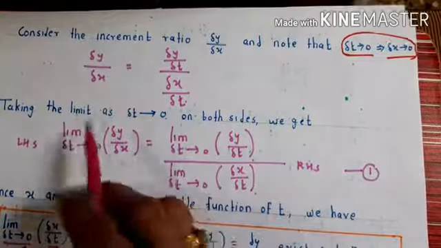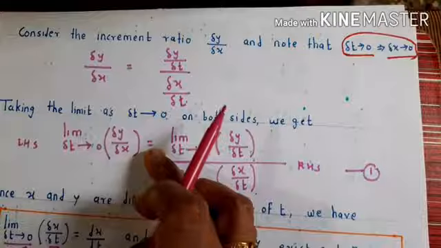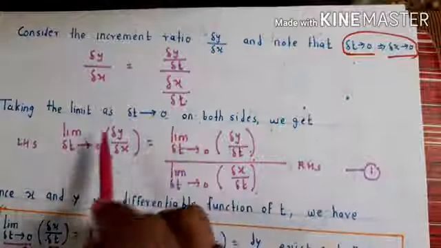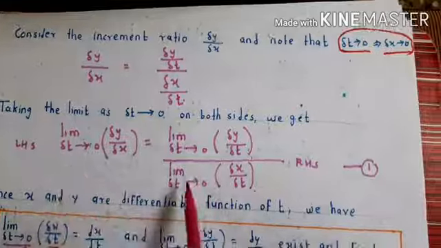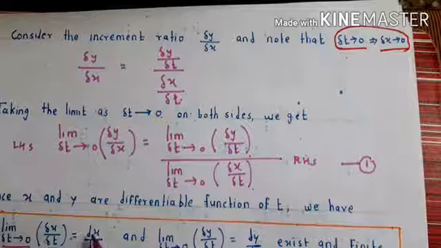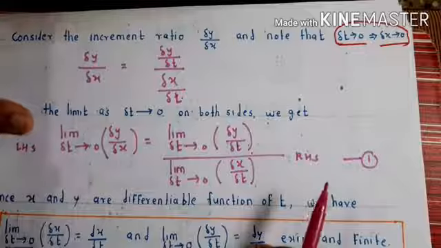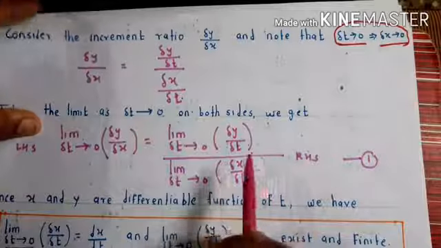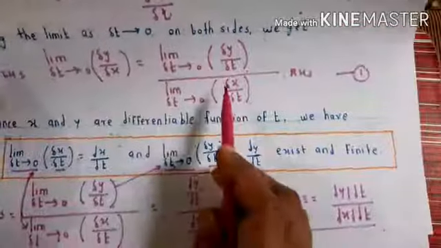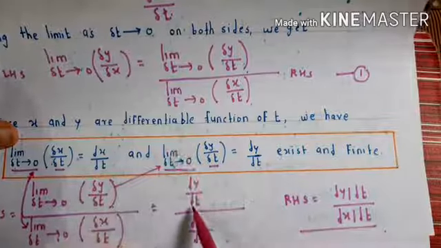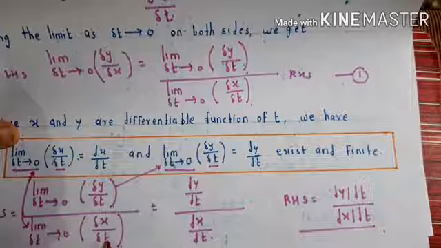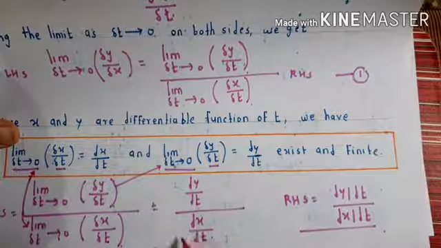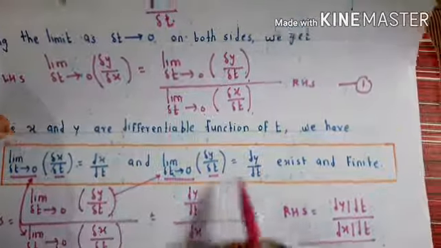Third step is taking the limit as delta t tends to 0 on both sides. Now by using the fourth step, the definition, that is limit delta t tends to 0, delta y upon delta t equal to dy by dt, limit delta t tends to 0, delta x upon delta t equal to dx by dt. By using these definitions, we have put the values.